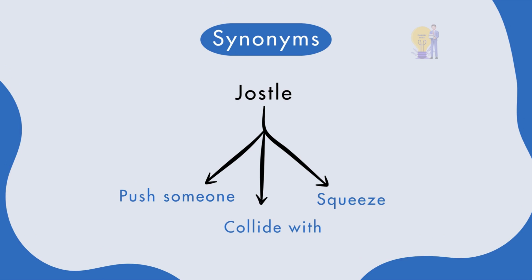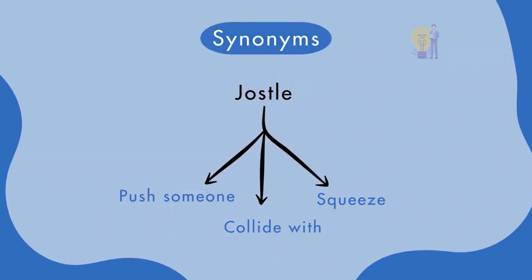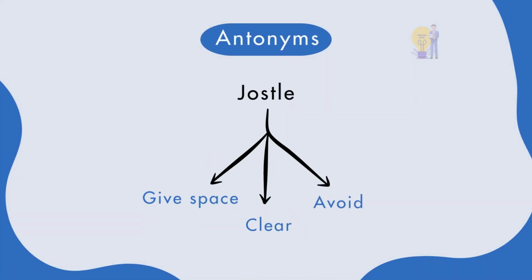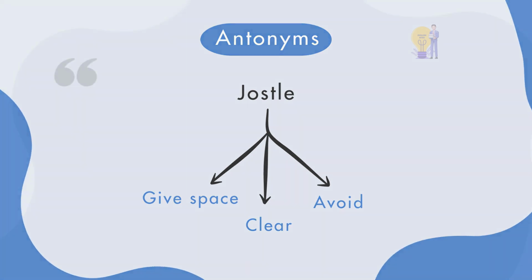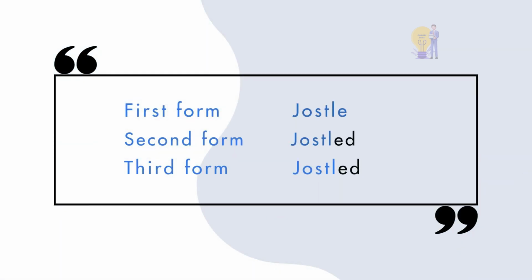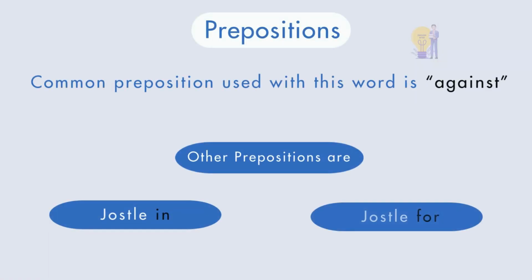Synonyms of jostle are push someone, collide with, squeeze. Antonyms are give space, clear, avoid. The first form is jostle, the second form is jostled, the third form is jostled. The common preposition used with this word is against. The other prepositions are in and for.